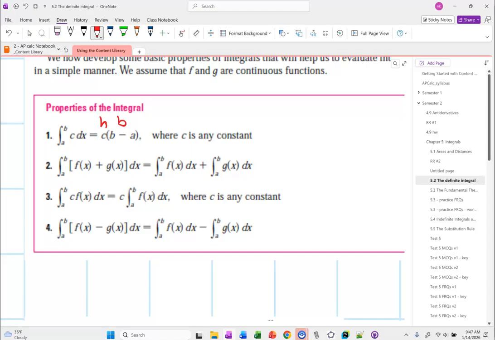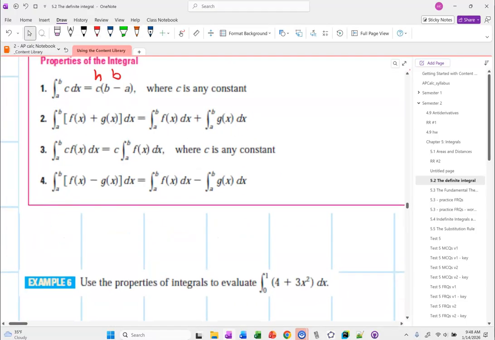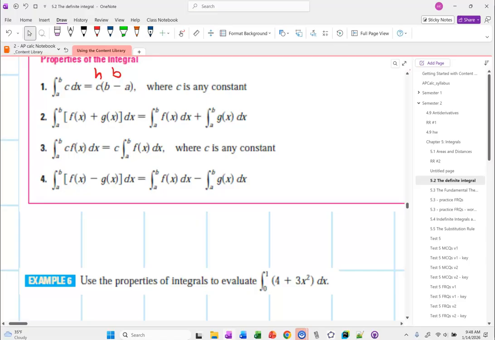Does this come up very often? Not really. It also picks up with our antiderivative rules, to where it's kind of irrelevant. This guy though, super helpful. What is this guy saying?